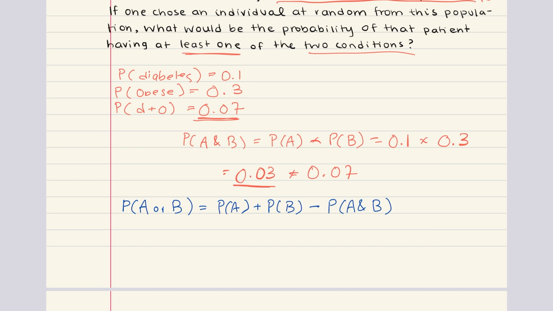Now we're given all of these values, so we can go ahead and plug them in. The probability for diabetes is 0.1. The probability for obesity is 0.3. And the probability of having diabetes and obesity is 0.07. This gives us 0.33. So that means that the probability that a randomly chosen individual has at least one of these two conditions is 33%. And with that, we've solved this problem and we've completed objective 4.